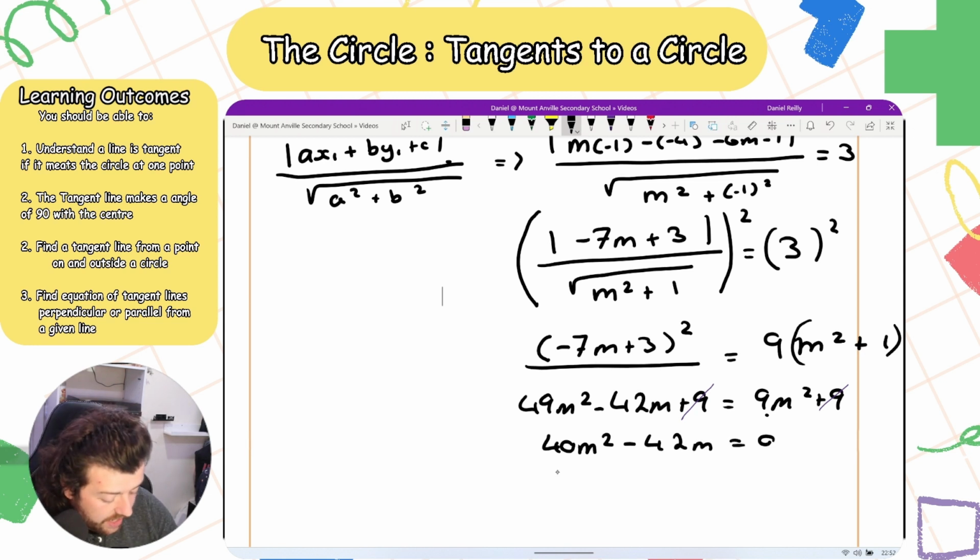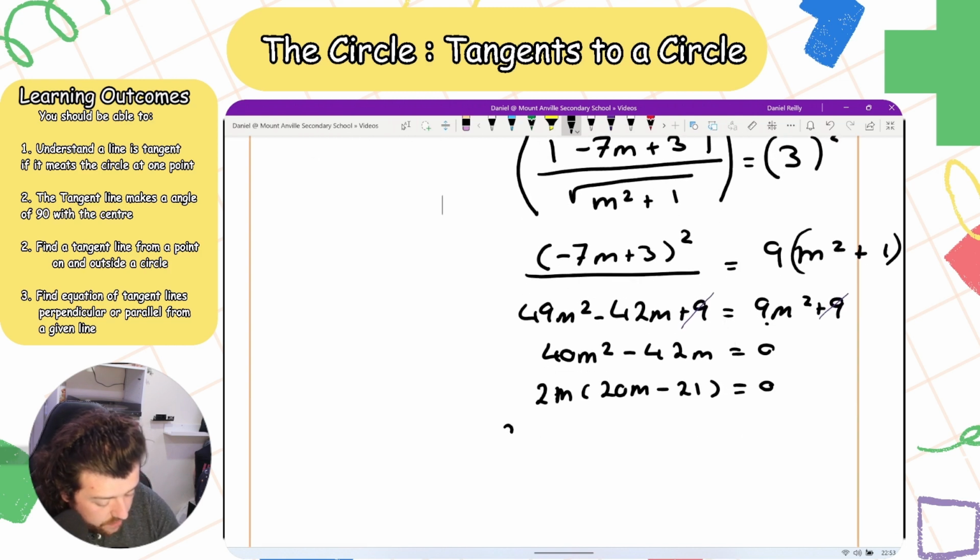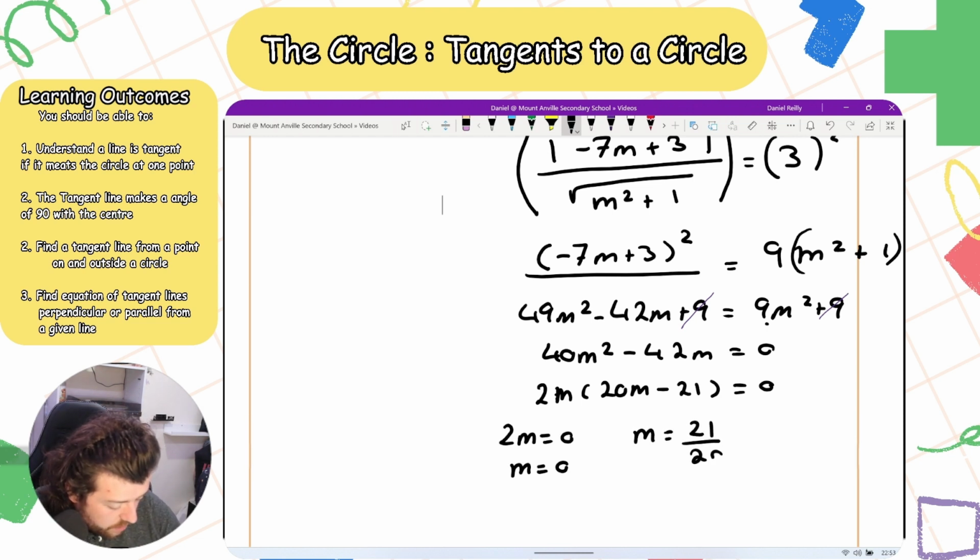I know I can factor out an m here. Actually, I probably can factor out a bit more than an m. I probably could factor out a 2m. So 20m minus 42 divided by 2, 21, equals 0. So I have a quadratic here, 2m equals 0. So the slope of my first line is 0, and the slope of my second line would be 21 over 20.